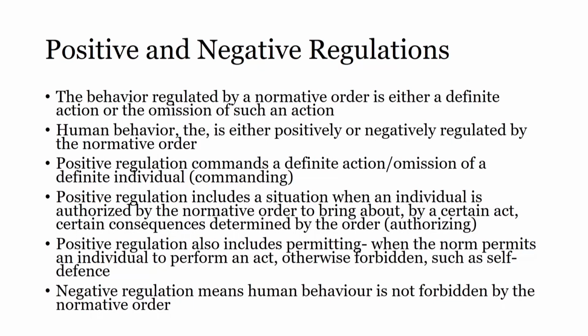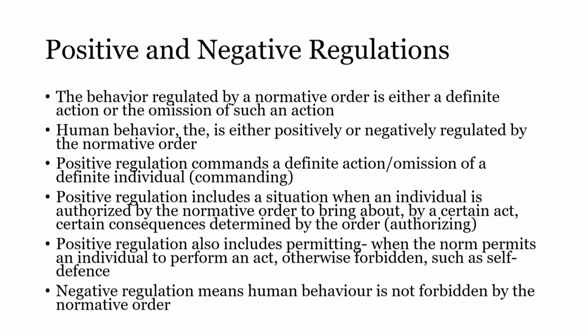So, what I was telling you, the last positive regulation type is permitting. Permitting is when the norm permits an individual to perform an act which is otherwise forbidden, such as self defense. So, permission is given. You might know that in the earlier CrPC and the new BNSS, this type of protecting one's body, that is called self defense, that is allowed, and you can use force also in self defense.